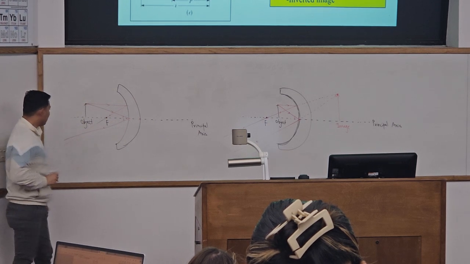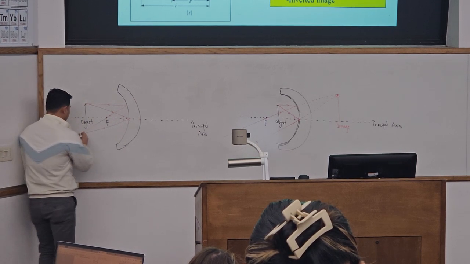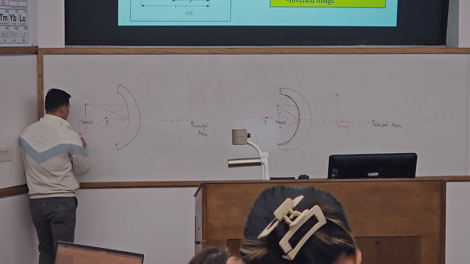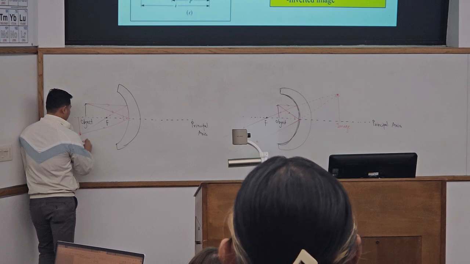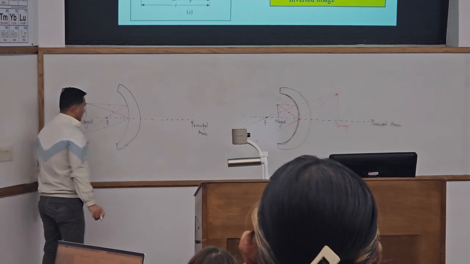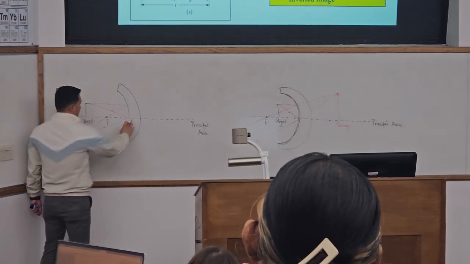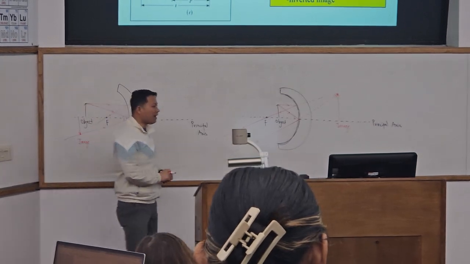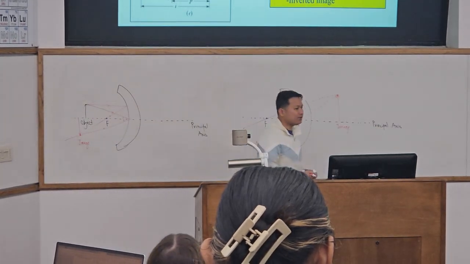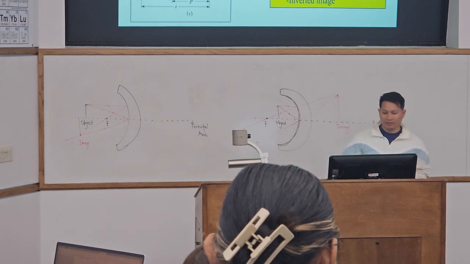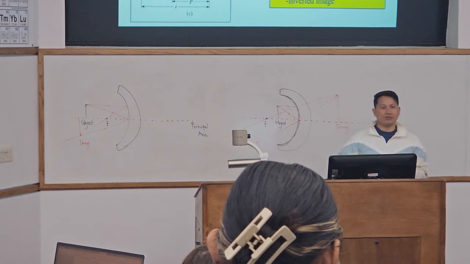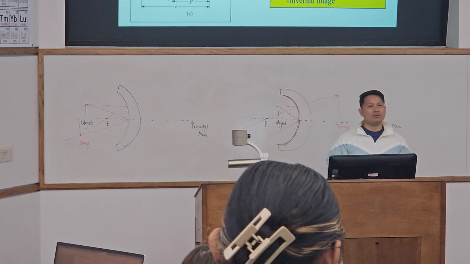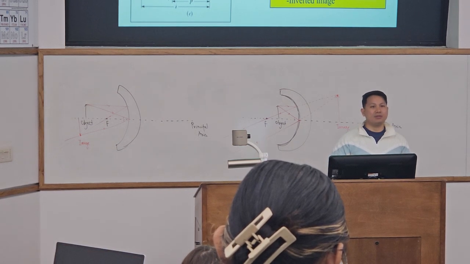So after the reflection, these two rays of light meet at this point over here. This is the image. Remember that whenever you are outside the focus, the rays of light after the reflection from the mirror meet each other without extrapolation. So this is the real image.